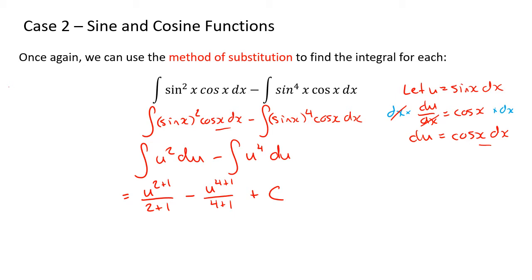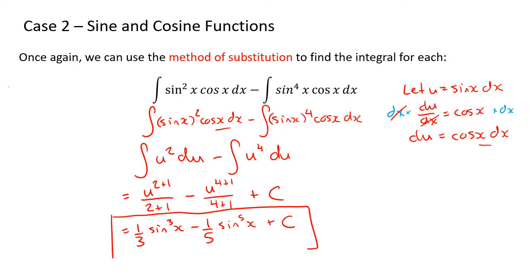So now substituting in u, what we end up with is 1 over 3 times sine cubed of x minus 1 over 5 sine to the exponent 5 of x plus a constant. Okay, so we only had to do the substitution once. You could also apply that method if you look at the first case, but I wanted to show you in the first case the way you had seen method of substitution done in the past.